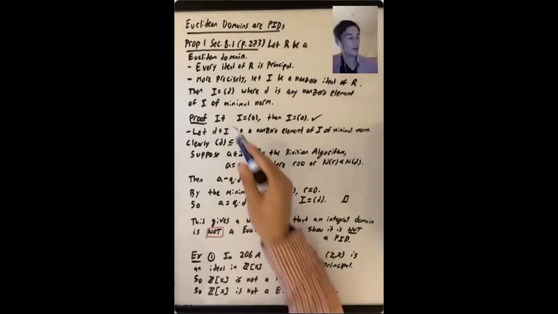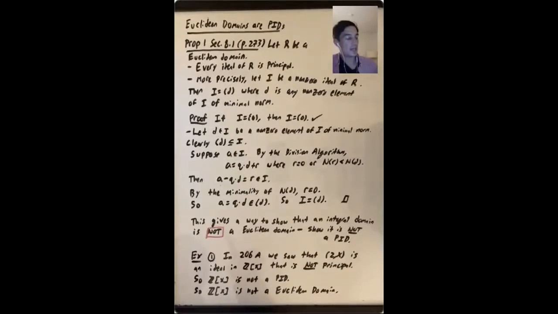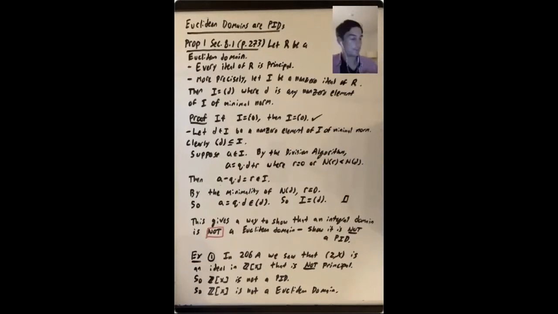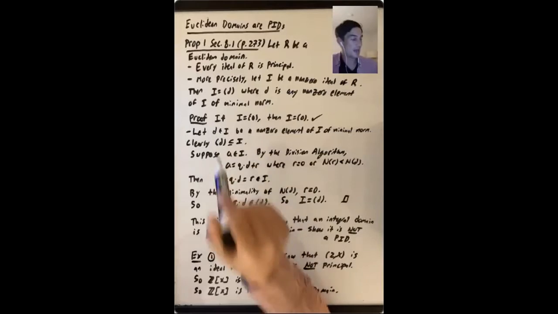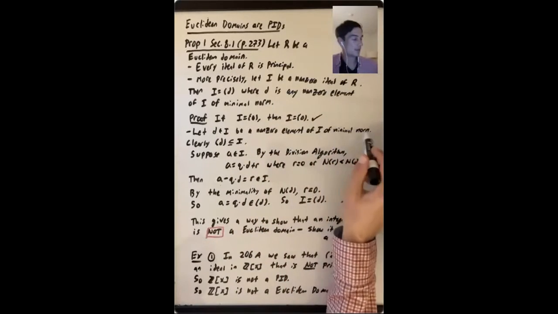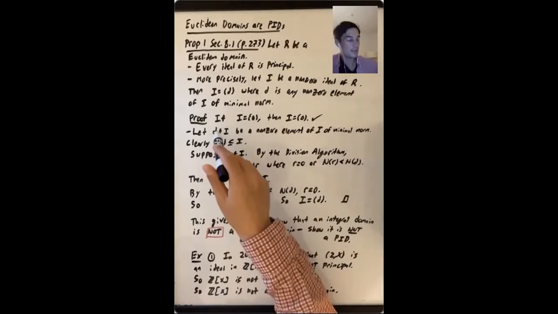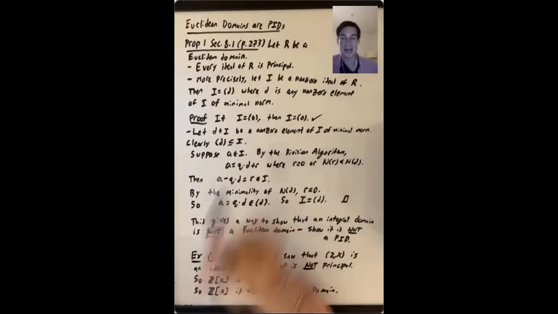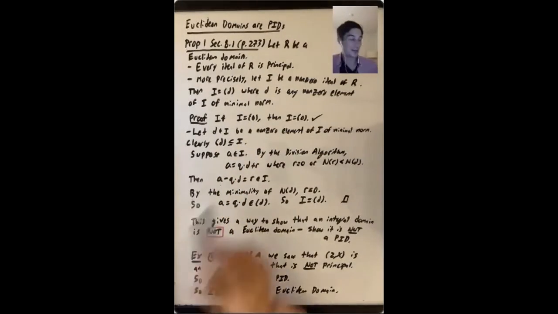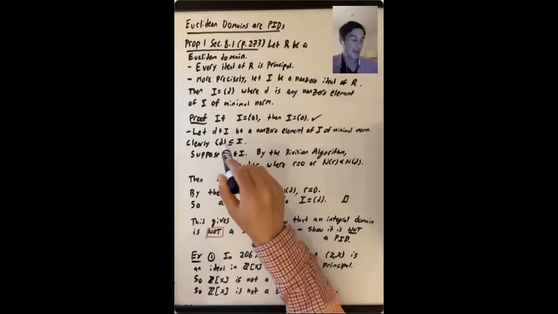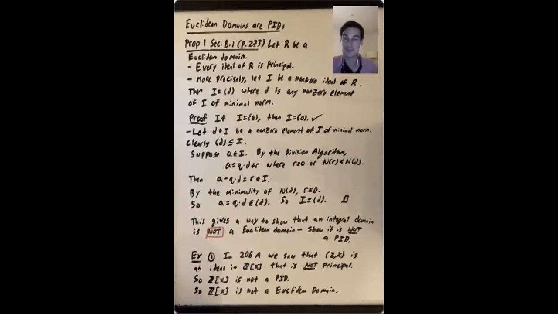So if I is the trivial ideal, then it is the ideal generated by 0, and there's nothing to do, and we're done. So let's suppose that I is a non-zero ideal of R, and let's pick d in I to be a non-zero element of I of minimal norm. Clearly, the ideal generated by d is contained in I. And our job is now to show that inclusion holds the other way, that we pick an arbitrary element of I, and it's in the ideal generated by d.